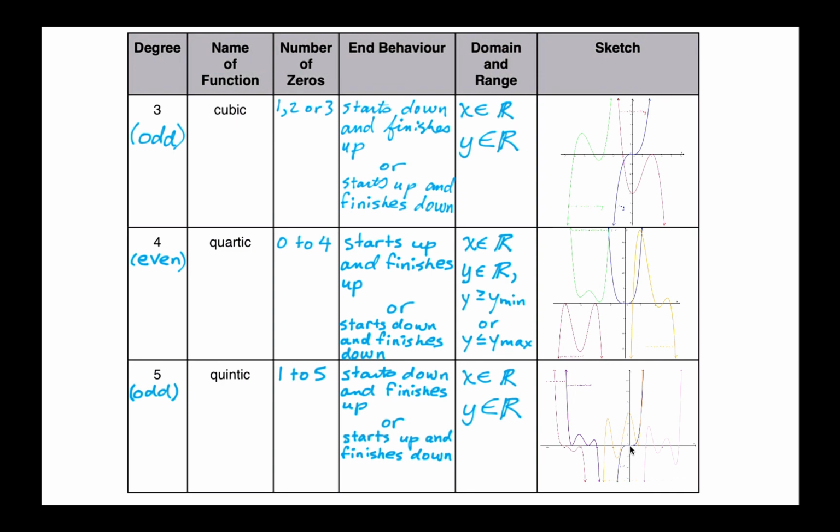So it looks like this one has 1 zero. It looks like this one has 1, 2, 3, 4, 5 zeros. That's the maximum. This one has 1, 2, 3, 4 zeros. This one has 1, 2, 3 zeros. This one has 1, 2 zeros. So as you can see, number of zeros can be 1 up to 5. Notice that some of them start up and finish down. Some of them start down and finish up. So I'm trying to do a little sketch that shows all of those different possibilities.